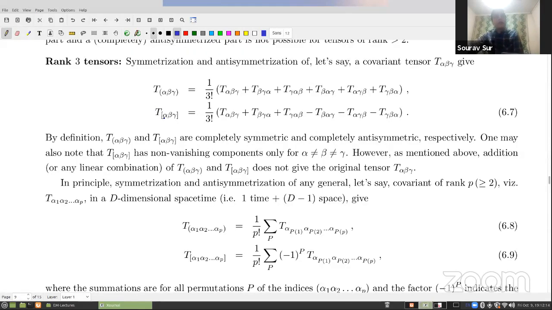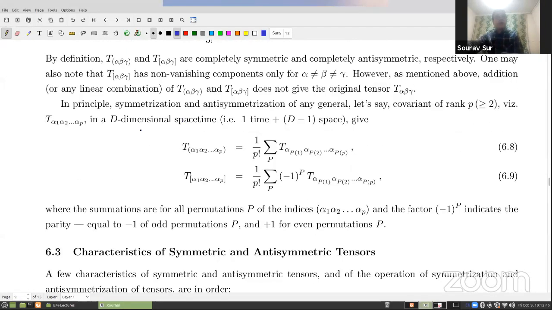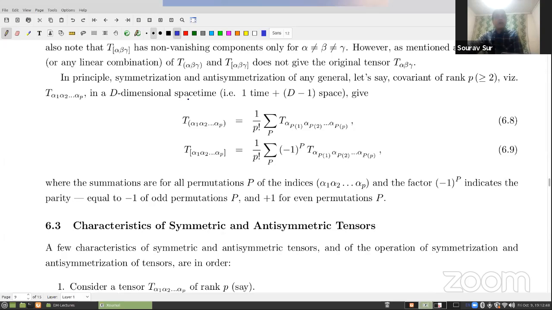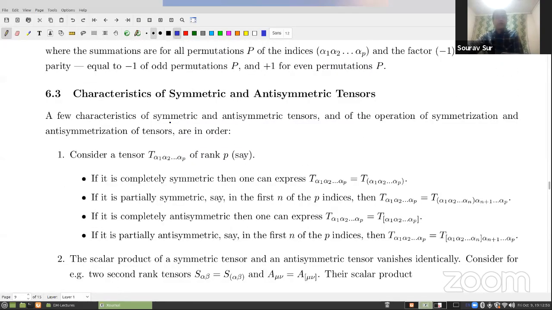Similarly, you can construct a totally antisymmetric tensor out of any given tensor of rank 3 in this way. You have to add all those cyclic permutations and subtract all the anticyclic permutations. Then you can verify yourself that this is antisymmetric under the interchange of any pair of indices. These are the ways to work out the components. I'm not going into those details.